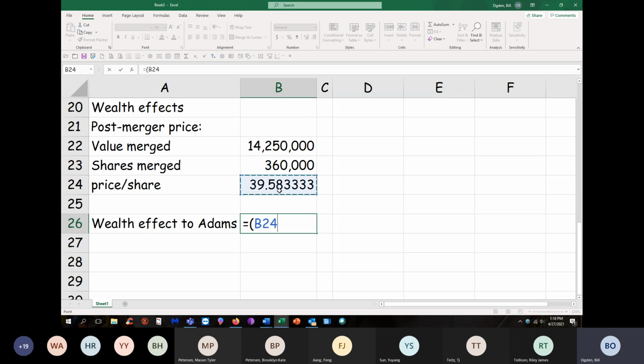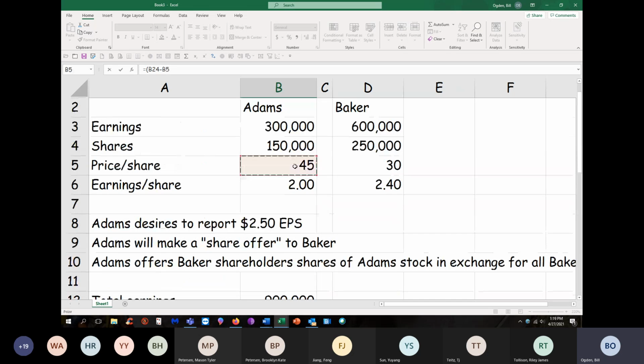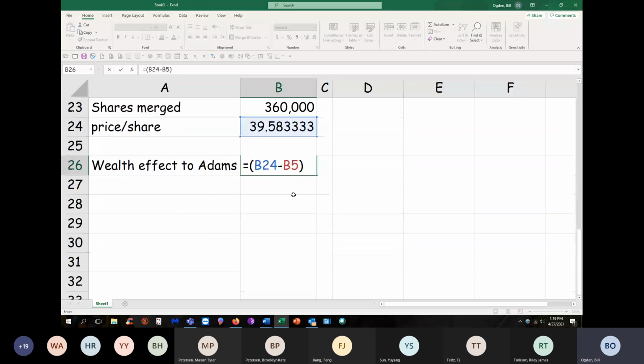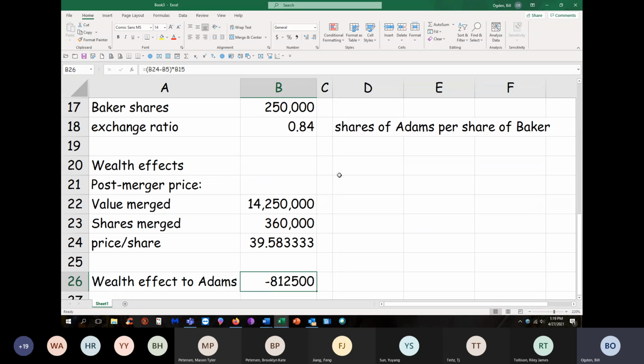Your shares are now worth 39.5833 minus what were they before the merger? They were 45. And let's multiply that times the number of shares that you have in Adams. So the current shareholders still have their same 150,000 shares, only they're now worth 39.58 instead of 45. So let's get a nice format for this number.